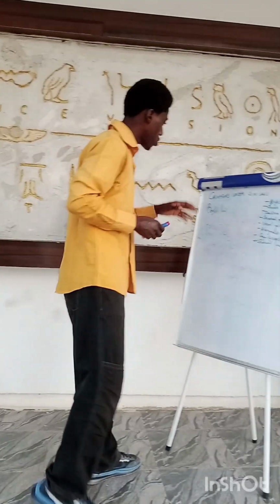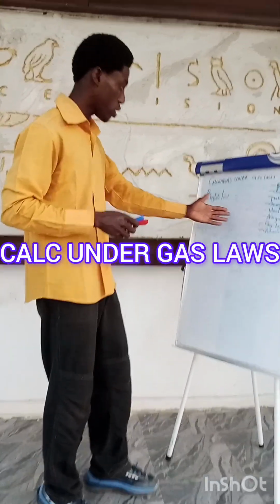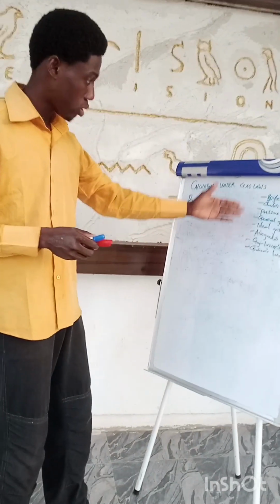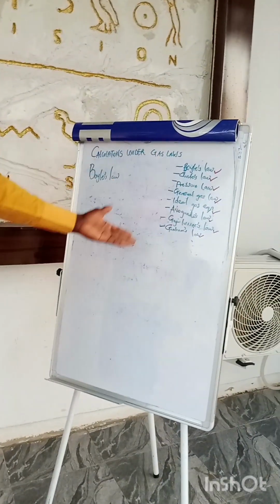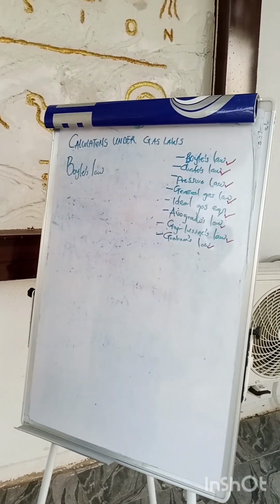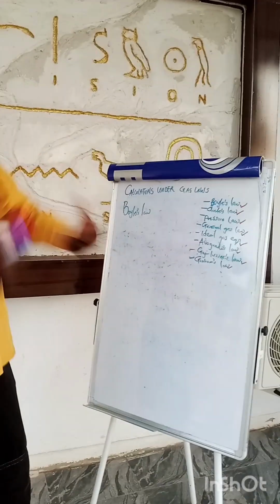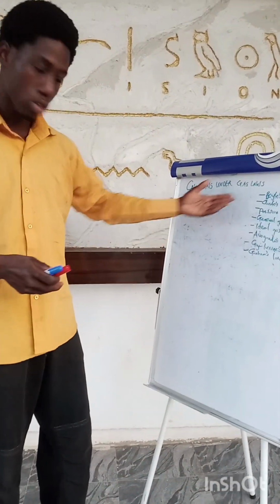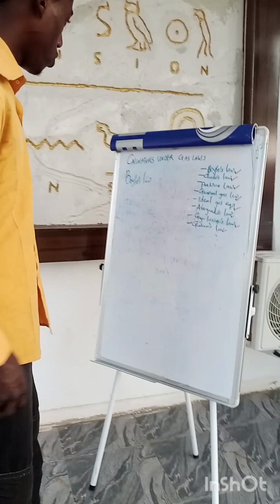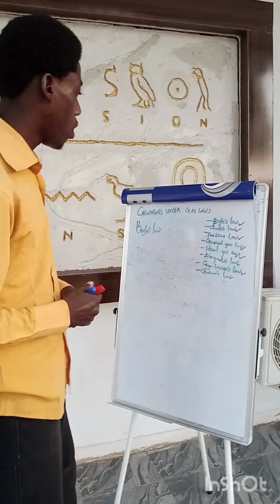So let's go into calculations under gas laws, and these are the laws under this topic. These are things you need to know. There are some of my guys, the Boyles, Charles, Avogadro, Graham, and all of them. They were the ones that actually brought about all these things. So that's why we as students need to learn and understand their concepts. And JAMB always brings a lot of questions from this aspect of chemistry.